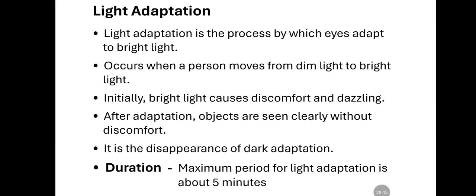Light adaptation. Light adaptation is the process by which the eye adapts to bright light. Occurs when the person moves from dim light to bright light. Initially, bright light causes discomfort and dizziness. After adaptation, objects are seen clearly without discomfort. It is the disappearance of dark adaptation. Duration: maximum period of light adaptation is about 5 minutes.